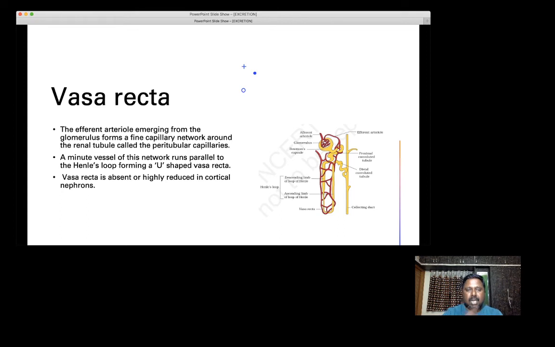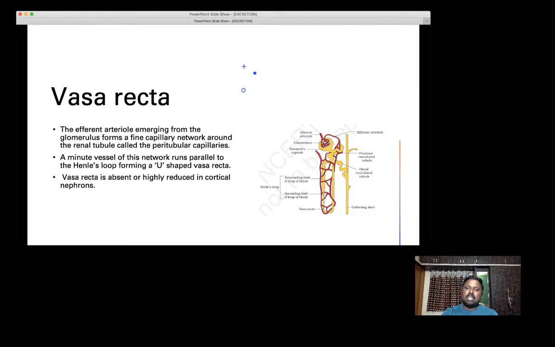Next, the vasa recta. The vasa recta is formed from the efferent arterioles coming from the glomerulus. They form fine capillary structures called the peritubular capillaries.